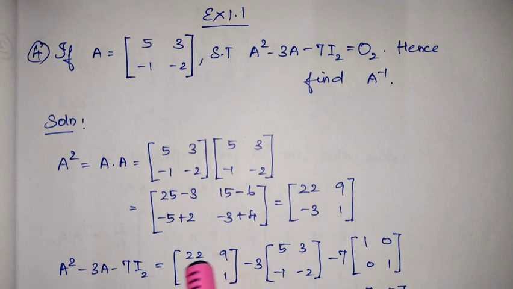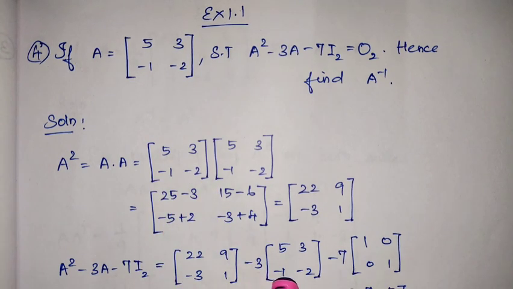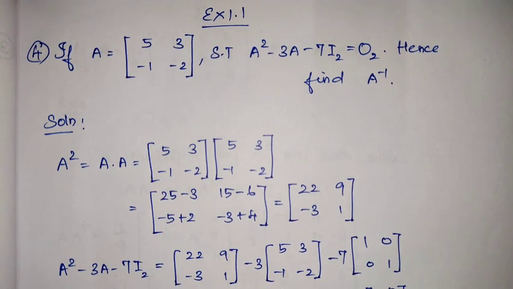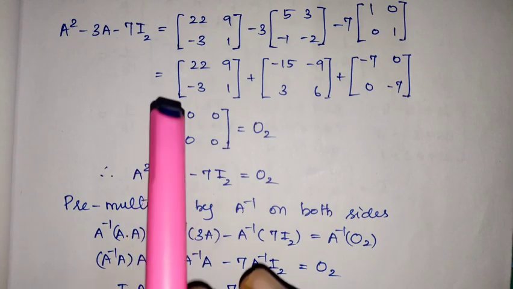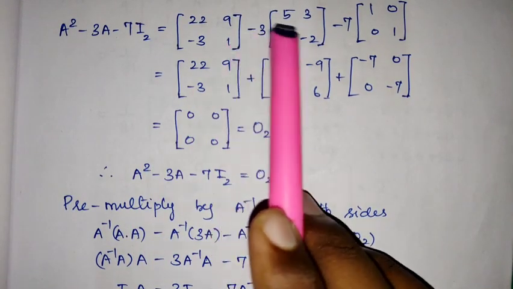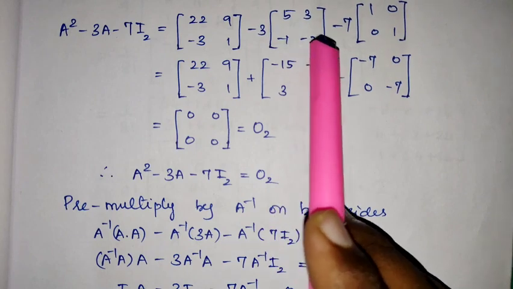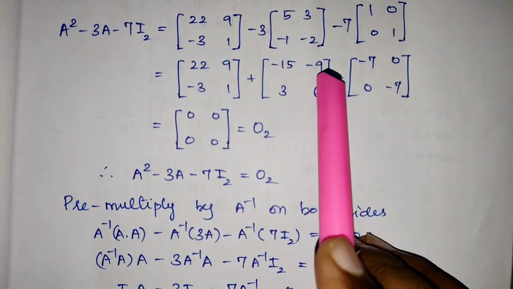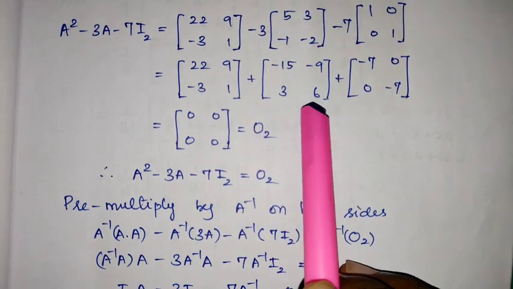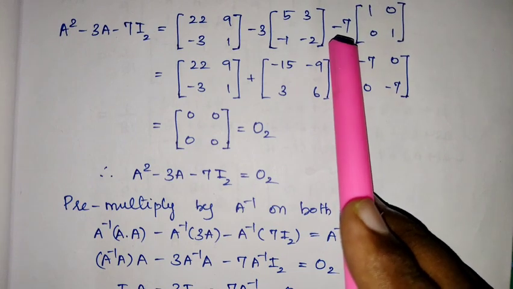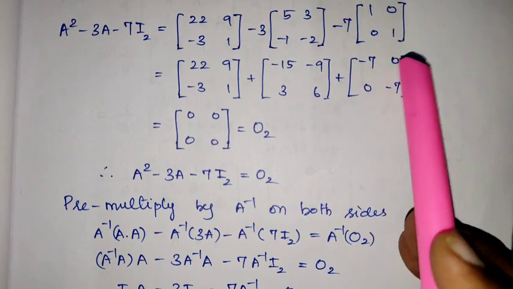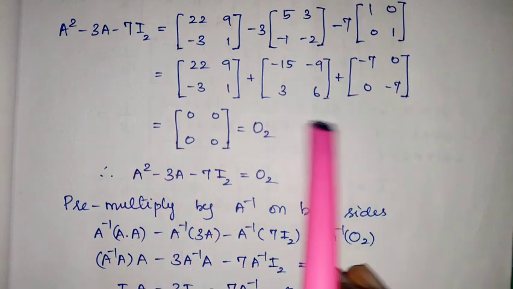Now the second part, the final part is A square minus 3A minus 7I2, which is equal to A square, already we have found, that is written here. Minus 3 into A matrix is written, minus 7 into what? It's a unit matrix. Now multiply this minus 3 inside, to all the elements in the matrix. So it is minus 15, minus 9, plus 3 and plus 6. In a similar way, bring this minus 7 inside the unit matrix. So it is minus 7, 0, 0, minus 7.